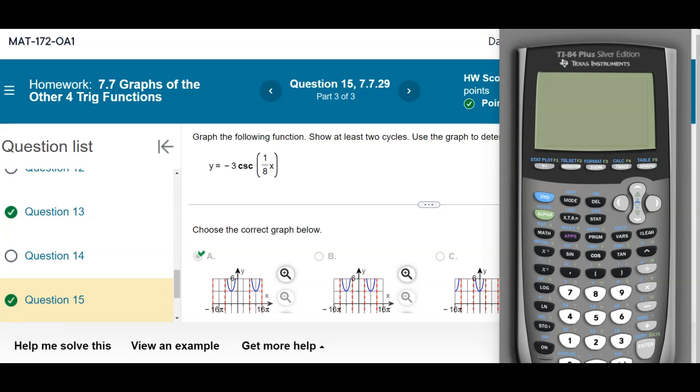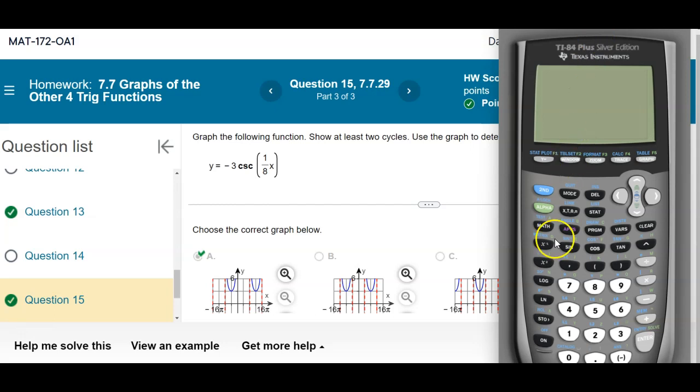Hello, trig class. I want to show you that I can graph this question with my TI calculator. It's just not going to help me a lot on the questions other than just the matching of the graph. But I just want you to see how I can plot a cosecant function because there is no cosecant button up here on my faceplate.